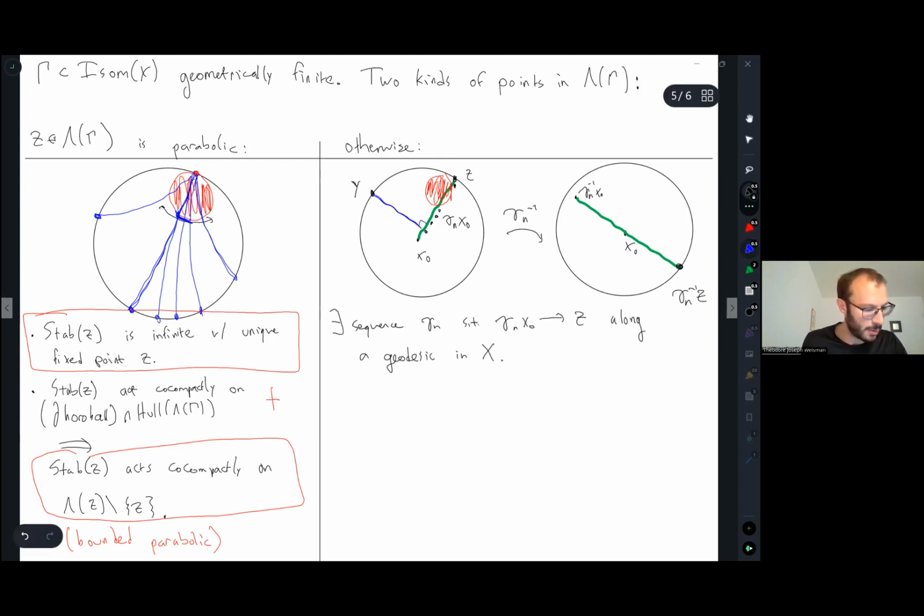And so now if I think about where y goes, well, y actually has to end up pretty close to the backward endpoint of this geodesic, because if I drop a perpendicular from gamma n inverse y, that perpendicular has to be pretty close to gamma n inverse x naught. So what I conclude about the action on the boundary is that this point Z is what's called a conical limit point.